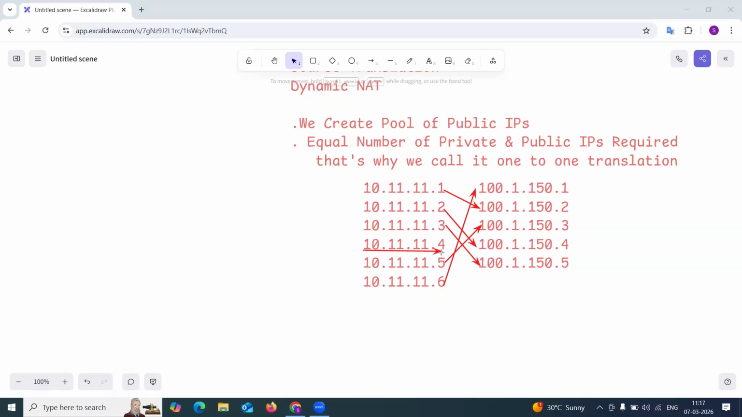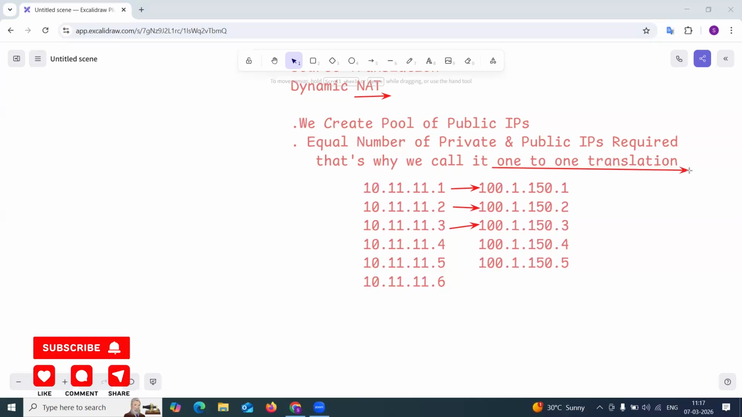Now, what did you understand with this? That IPs are changing. Translation IPs are changing. That's why we call it dynamic. NAT means for one IP, I need one public IP. That's why I call it a 1-to-1 translation.